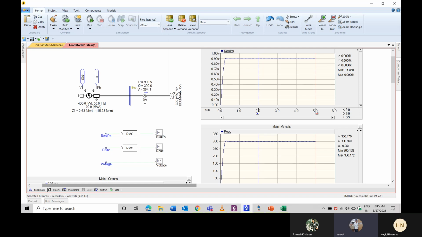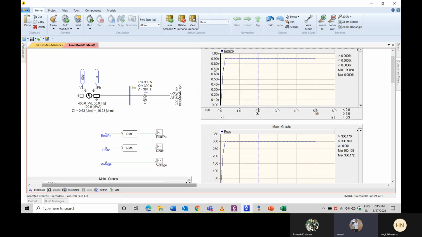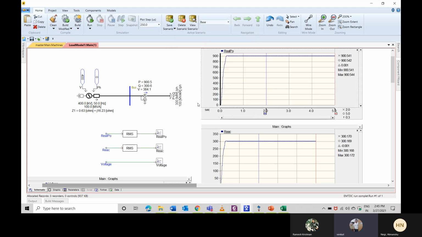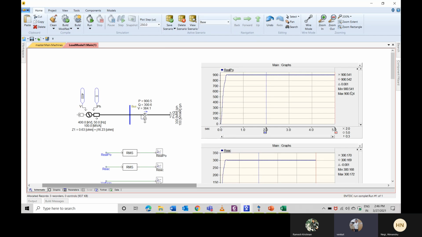If you want to see these values within 900, you can double click on this y-axis. For your view, here you can see the y max. Change this y max to 950 and just click OK. Now here you can see the values as 900. The value which has come is 900.541.